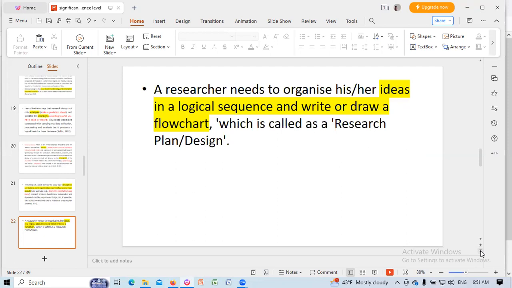A researcher needs to organize his or her ideas in a logical sequence and write or draw a flowchart, which is called the research design or plan. In short, research design is the research plan.